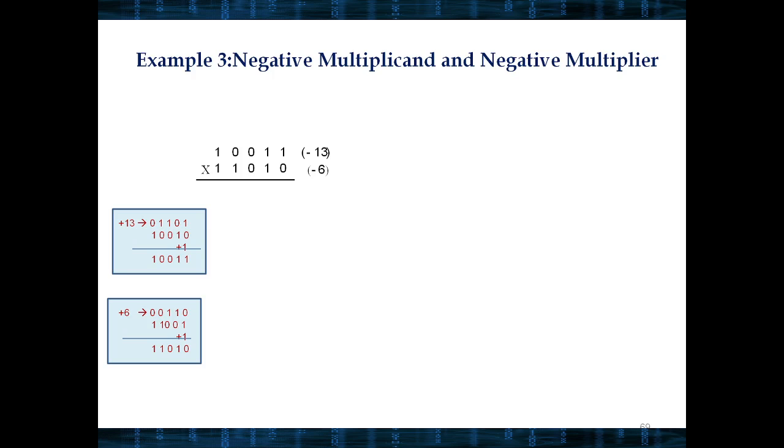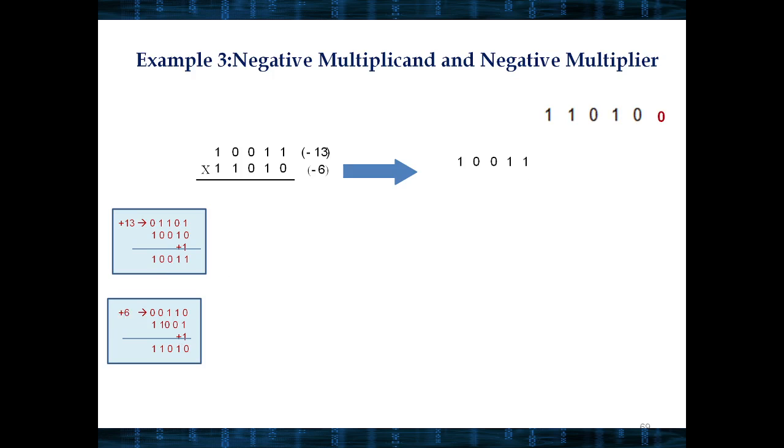Next, example 3, we will consider negative multiplicand and negative multiplier. So both the values are in negative form, so we need to take the 2's complement. We have taken the 2's complement of plus 13 and the 2's complement of plus 6.